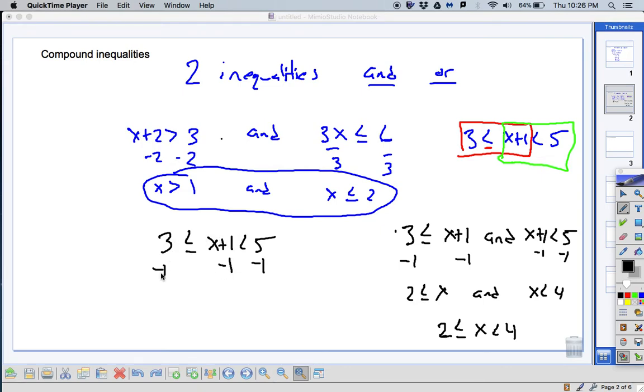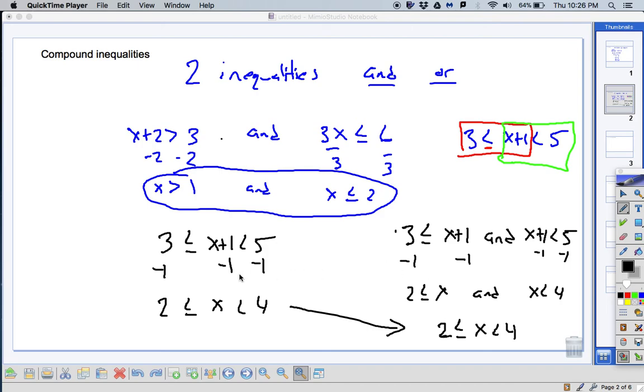section separately. On the left, you do 3 minus 1 is 2. That's what we got over here. On the middle, you get 1 minus 1 is 0, so you're just left with x. Symbols stay the same because you did not multiply or divide by negative. And on the right, you have 5 minus 1 is 4. Symbols stay the same, and look at this. Same thing we had down here at the answer.